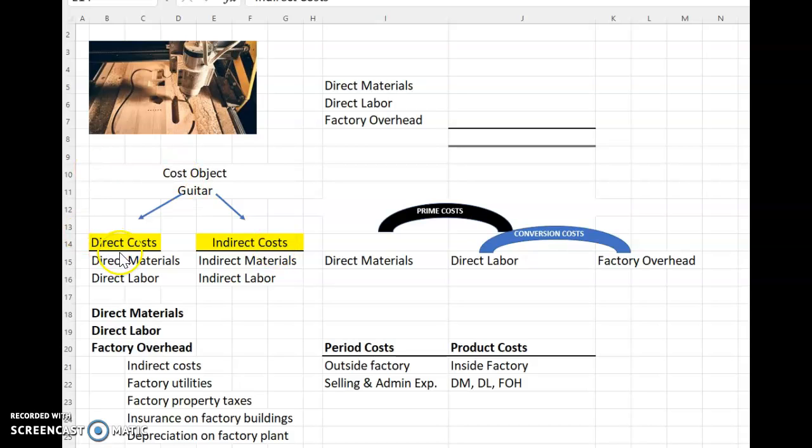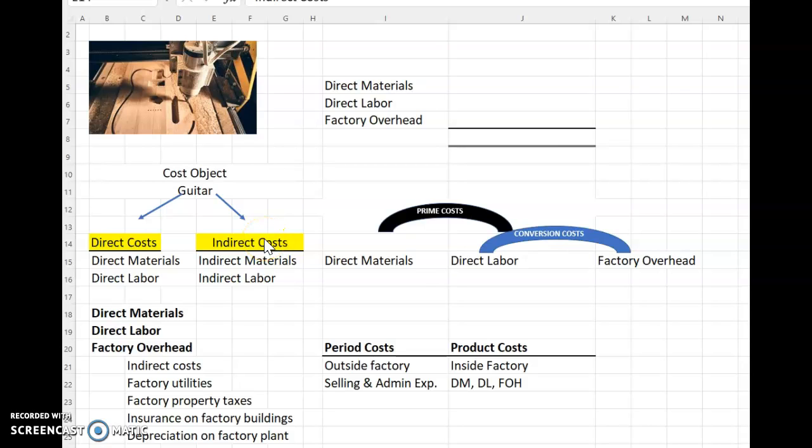Direct costs can be traced to my guitar, such as the wood or the strings. Direct labor can be traced to my guitar. These would be the people physically touching the guitar, working on it, if you were in a factory working on the assembly line. Now, the opposite and the other costs that we have are indirect costs.